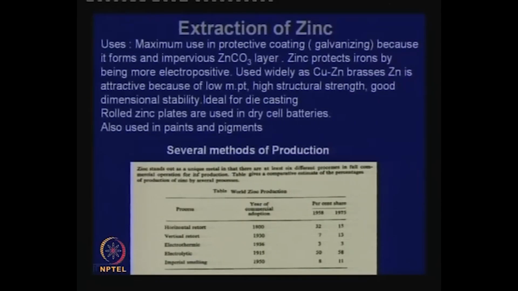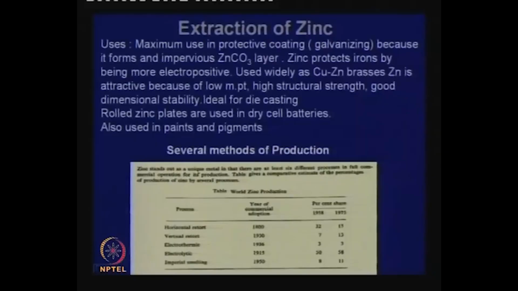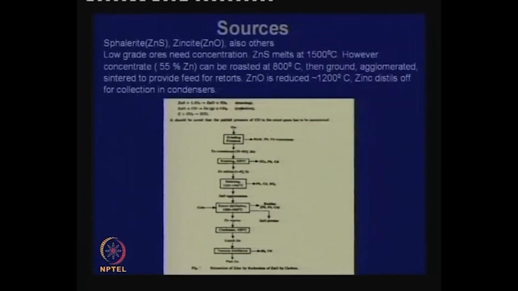Zinc is of particular interest to us because it was produced for the first time in India. The problem in reducing zinc oxide by carbon is that zinc comes out as a vapor. So, we need to have condensers. In India in ancient times, we had the vertical condensers as well as horizontal condensers. That is the pyrometallurgical extraction.